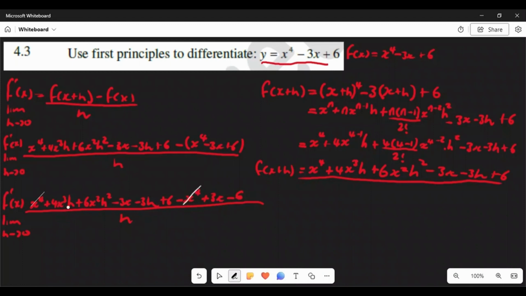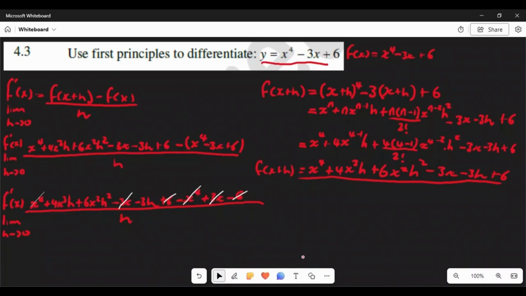And the second term has h, we skip it. The third term has h, we skip it. We come to the fourth term, we have negative 3x, there's no h here, it's going to cancel with positive 3x here. And then we come to negative 3h, which we skip, and we come to plus 6. Plus 6 is going to cancel with negative 6.